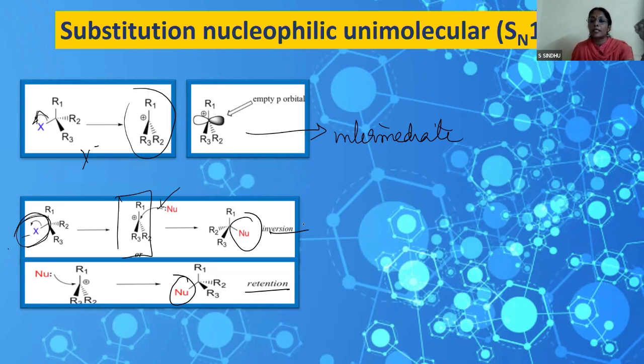When all the groups are different, you can have these two, and always this leads to, what about the product? It is always 50% inverted and 50% retention product, a racemic DL mixture. And what about the optical activity of this mixture? It is zero, optically inactive. And what do we call this mixture? Racemic mixture.